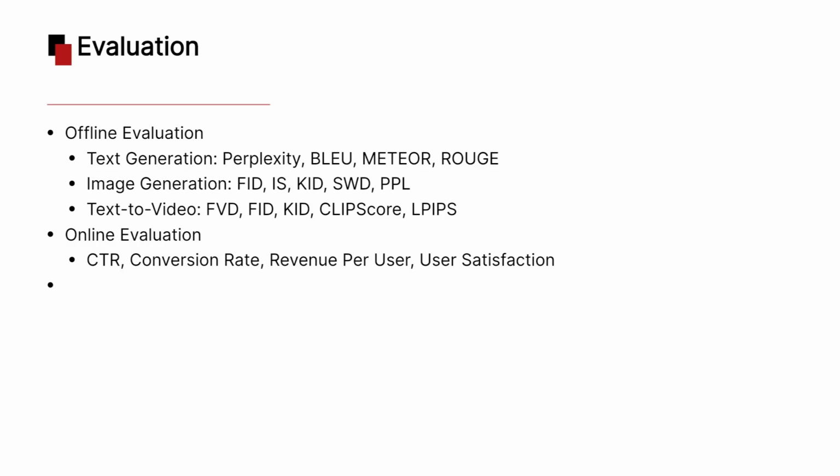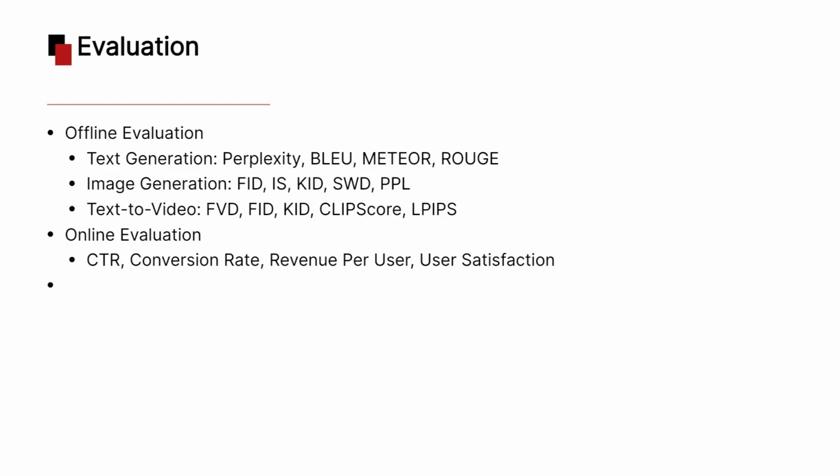For image generation, metrics like FID, Fréchet inception distance, measure similarity to real images. IS, inception score, evaluates image diversity and quality. KID, kernel inception distance, handles small dataset bias. SWD, sliced Wasserstein distance, assesses texture, and PPL, perceptual path length, captures smoothness in latent space. For text to video, we use FVD, Fréchet video distance, FID and KID adapted for temporal content, CLIPScore, semantic alignment between text prompt and video, and LPIPS, perceptual similarity.